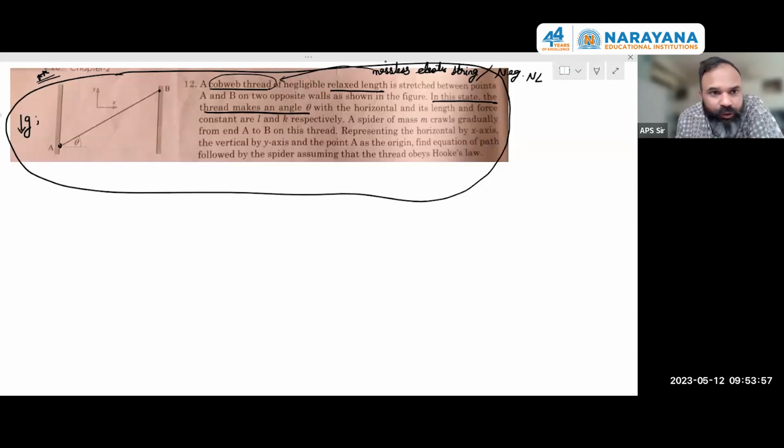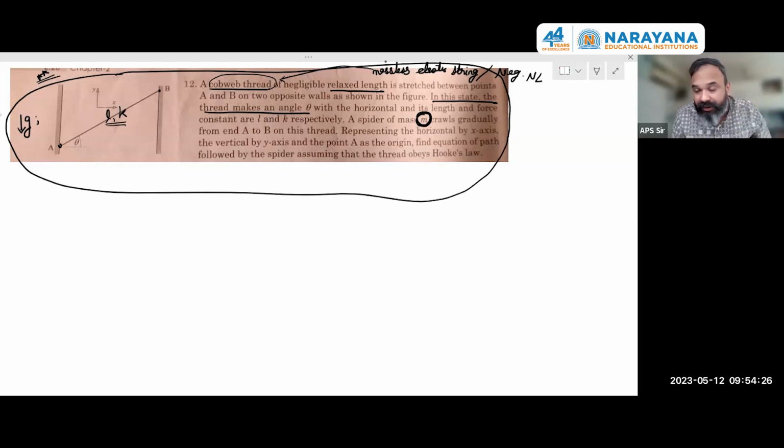And its length and force constant K is given. We will definitely use it further. That will be required. Now a spider is there, and the spider has a mass of M. This spider crawls gradually from end A to end B. So he's moving slowly. Now remember, when he moves slowly, the shape of this thread cannot remain the same. It is going to change.